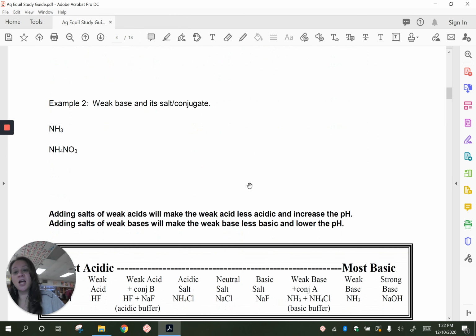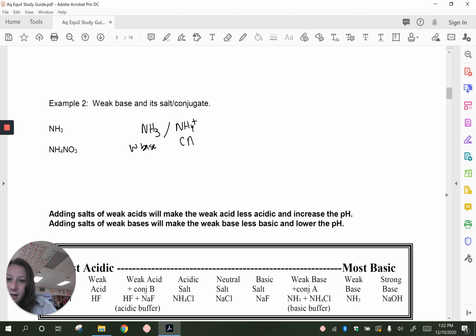Let's look at a basic buffer. So NH3 is a weak base, and NH4 plus is its conjugate acid.